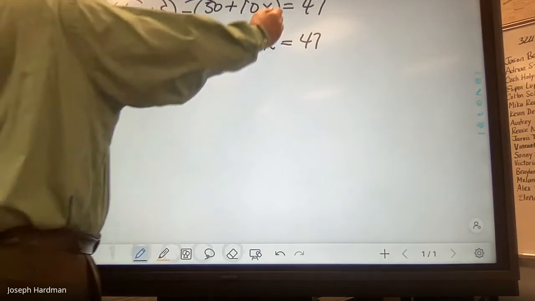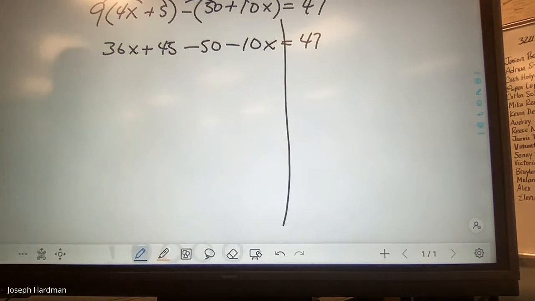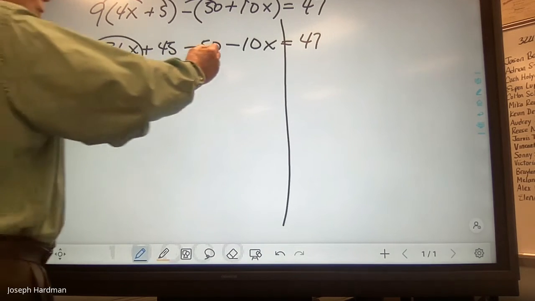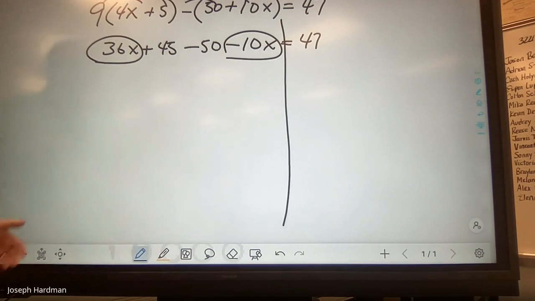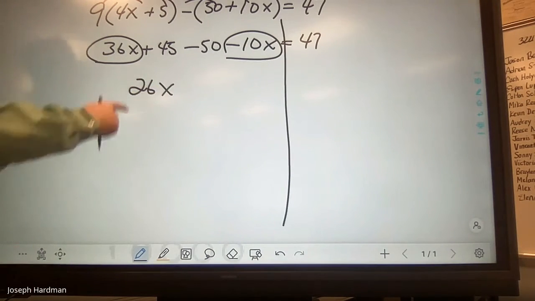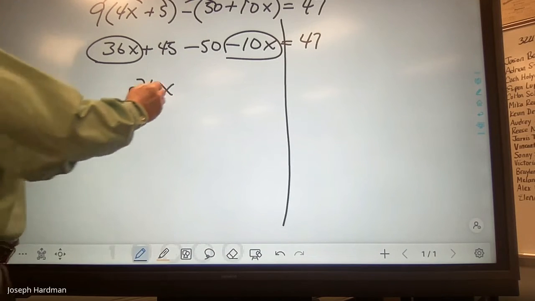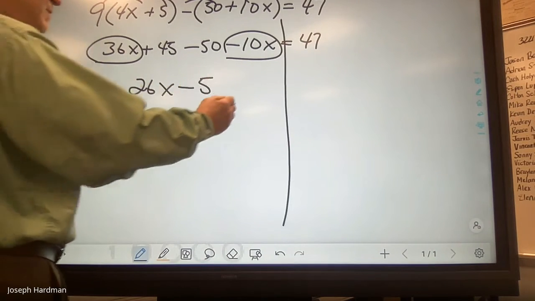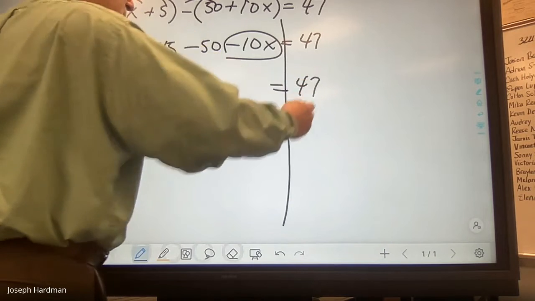Now, we have 2 sides of an equation. We know that whatever you do to one side, you do to the other. So I'm looking here, I got 2 variable terms and they're on the same side, so we're going to combine these. In my class, we call it squishing. 36 minus 10 is 26x. I got 45 minus 50, so that's going to give me a negative 5 on this side, and that cleans up to 47 on the other side.